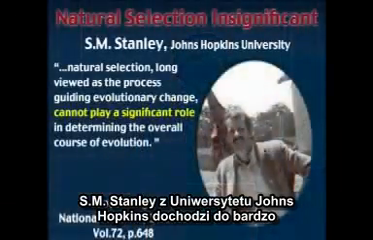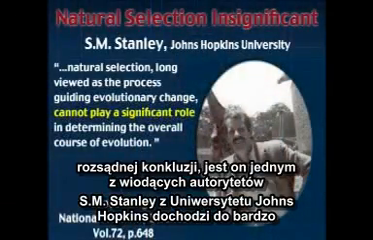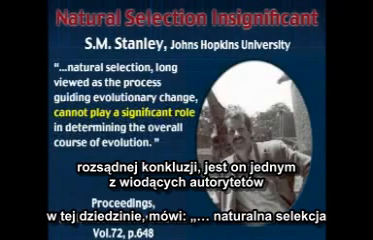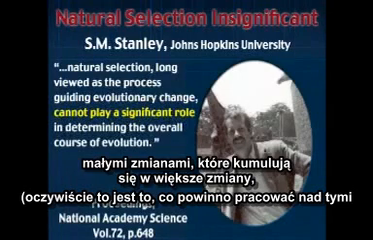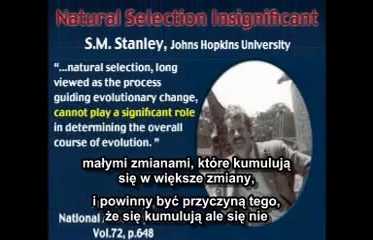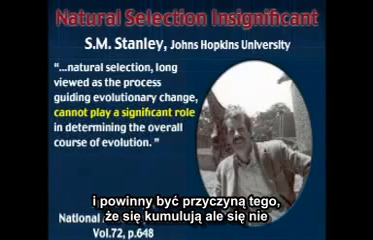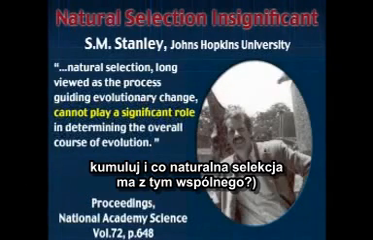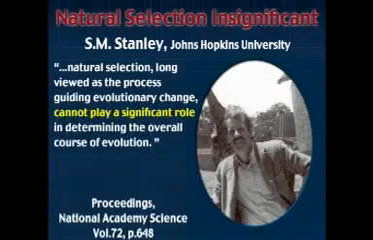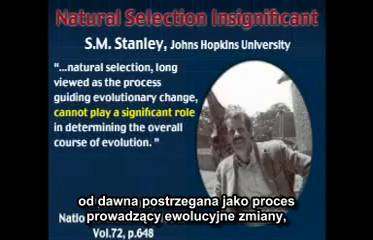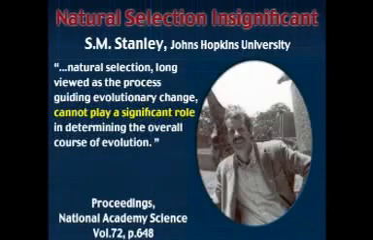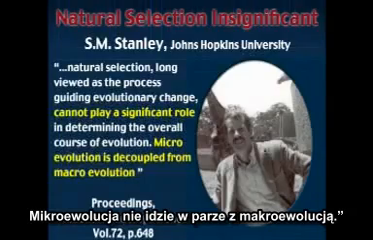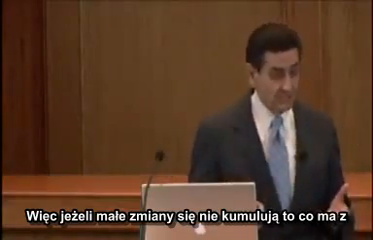S.M. Stanley of Johns Hopkins makes a very reasonable conclusion from that. He's one of the leading authorities in this field. He says natural selection, of course, that's what's supposed to work on these small changes that add up to the big ones, and that's why they add up, but they don't add up. And so what's natural selection got to do with it? He says, this has long been viewed as the process guiding evolutionary change, but it cannot play a significant role in determining the overall course of evolution. Microevolution is decoupled from macroevolution. And if the little ones don't add up, what's natural selection got to do with it?